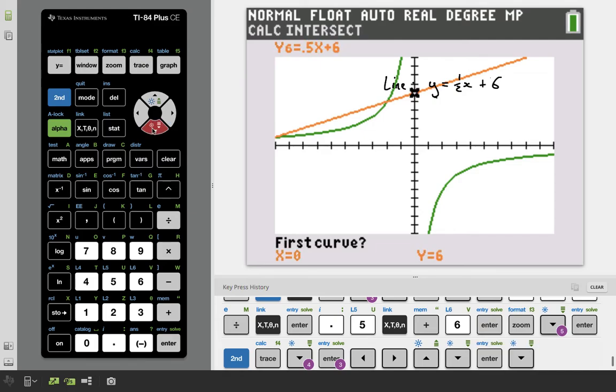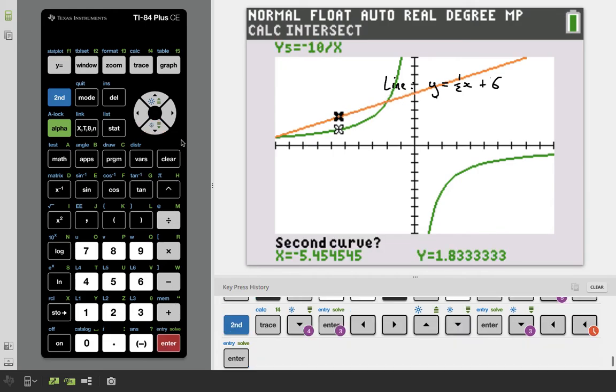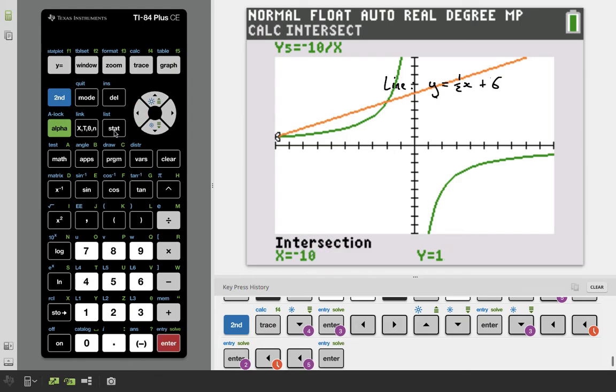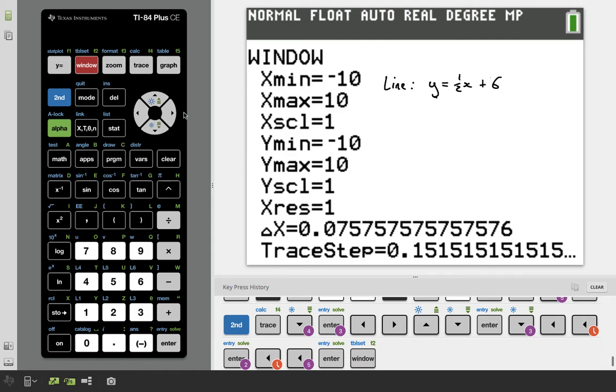Oh, because it's off screen, it doesn't like it. All right, that'll do. That can be my first curve. That's my second curve. Now, it's this one out here. I'm wondering if it will actually find it because it's right on the -10. Let's see. No, it did. Good. -10.